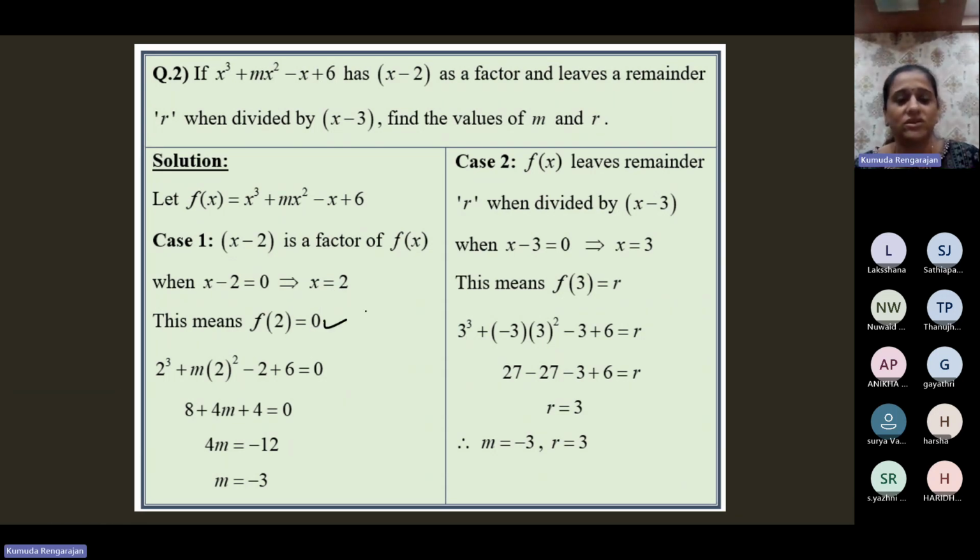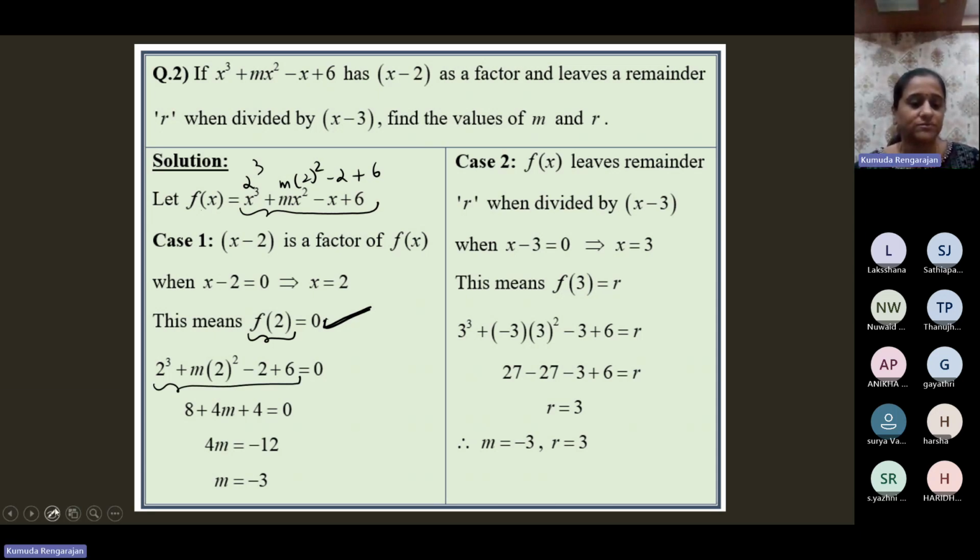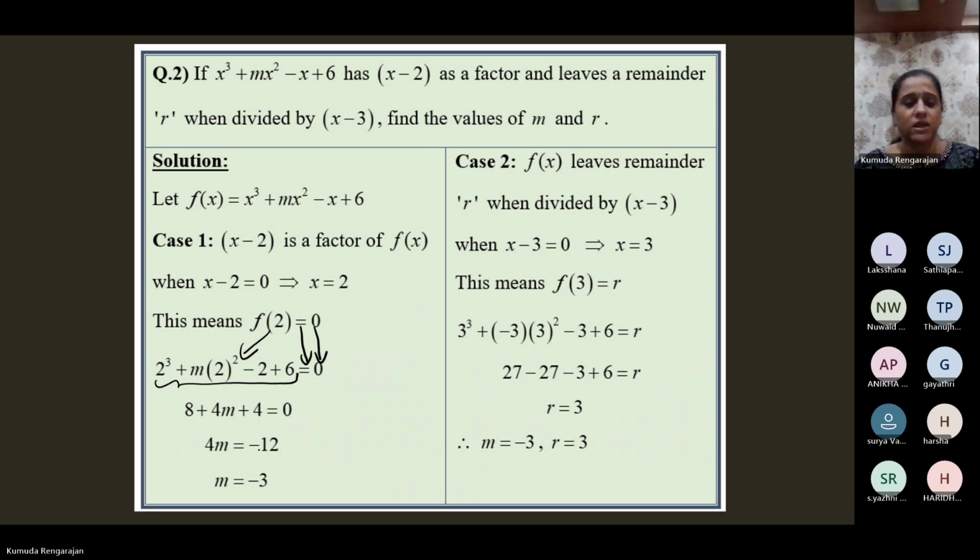Okay, so this is the equation. Once you construct this equation, it's easy to work ahead. How do you expand f of 2? In f of x, wherever there is x, you're going to use 2. So it'll be 2 cubed, m into 2 squared, minus 2, plus 6. That's what you see here. So this f of 2 is expanded here, and this is equal to 0. Now, on solving this, you're able to find the value of m. So we found the value of m.